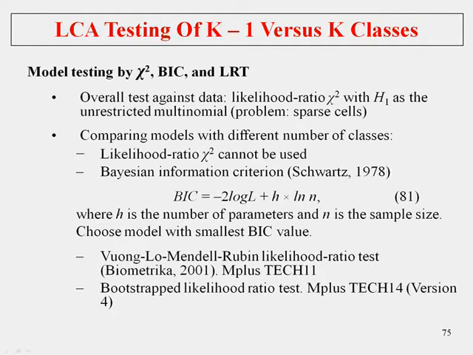Another approach, perhaps more commonly used in mixture modeling, is this: when you don't know the distribution of something like a likelihood ratio, when it's not chi-square, you can always figure it out empirically by bootstrapping. And we'll tell you about that on the next slide. That's Mplus Tech 14, which accomplishes that and got introduced in version 4.